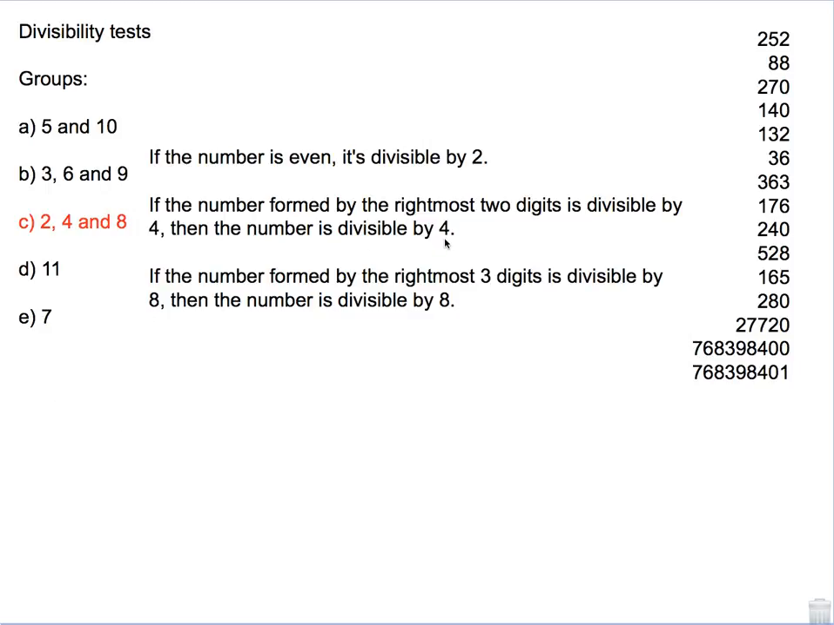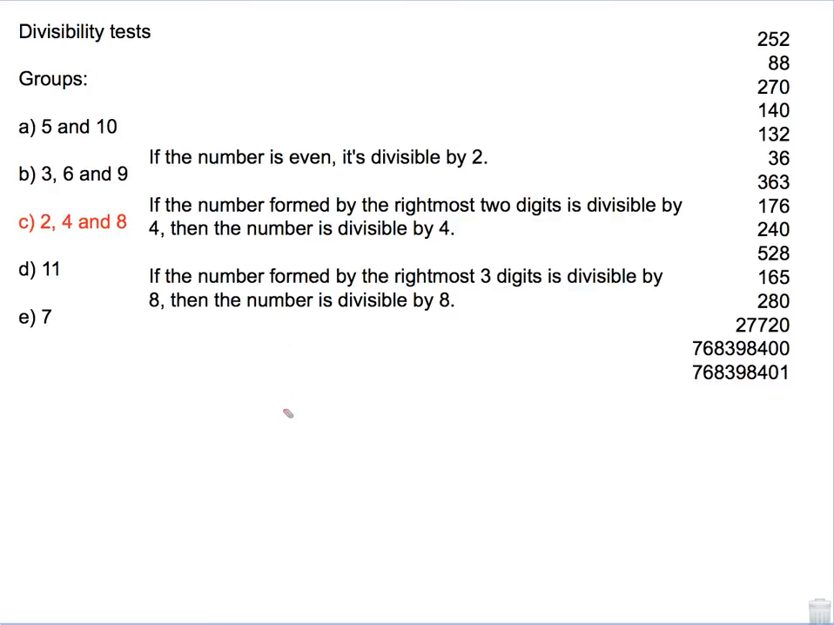The divisibility test for 4 is to look at the rightmost two digits. So for 252, we look at the 52. If 52 is divisible by 4, then 252 is divisible by 4. 52 is 4 times 13, so this is divisible by 4. Let's take 270. We look at 70. 70 is not divisible by 4, so 270 is not divisible by 4.